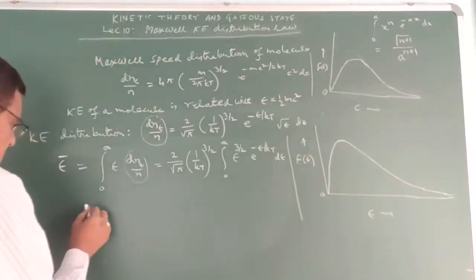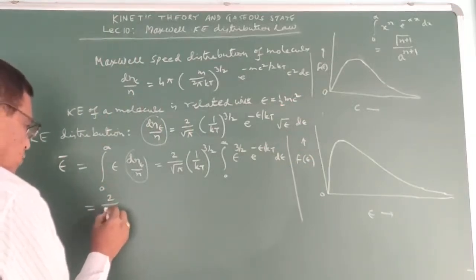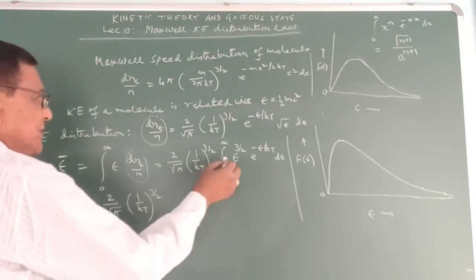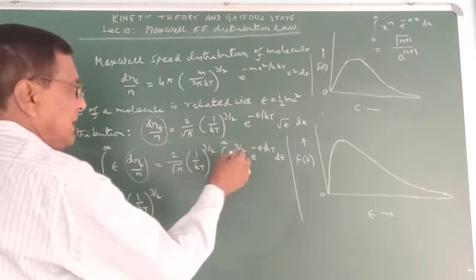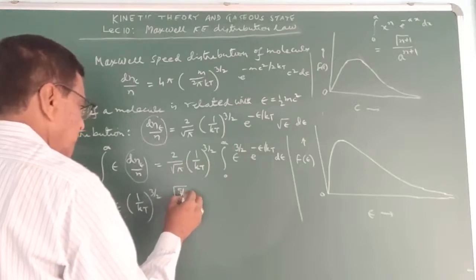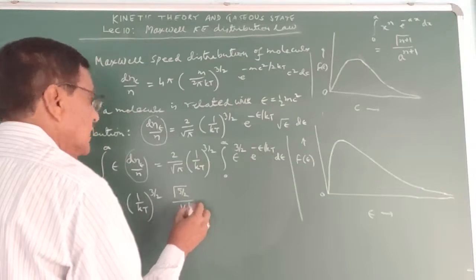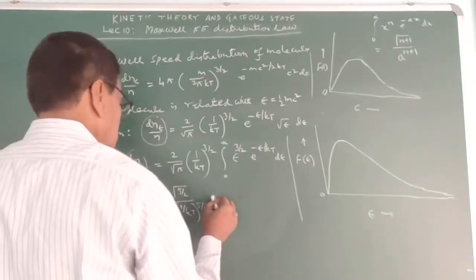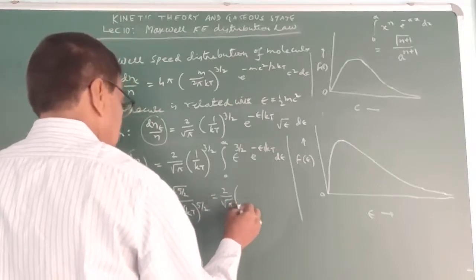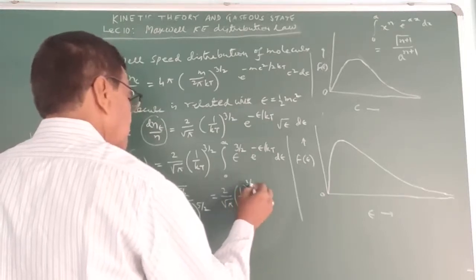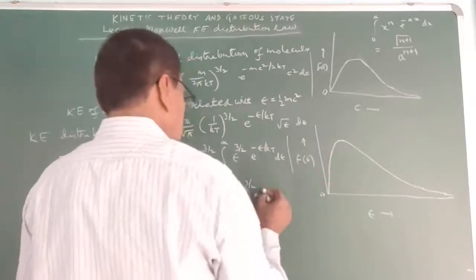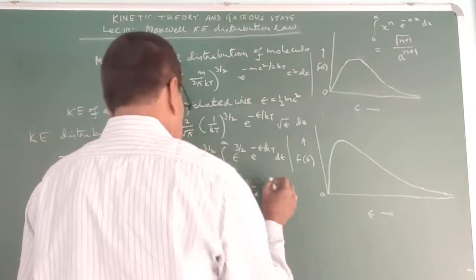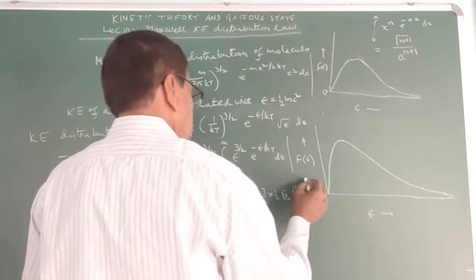So this average expression is 2 by root over pi and 1 by kT to the power 3 by 2, and this integral value for n equal to 3 by 2 is gamma 5 by 2, and here 1 by kT is a, and this is also 5 by 2. So you can also write 2 by root over pi and 1 by kT to the power 3 by 2, into 3 by 2 and a half, gamma half, and here kT to the power 5 by 2.